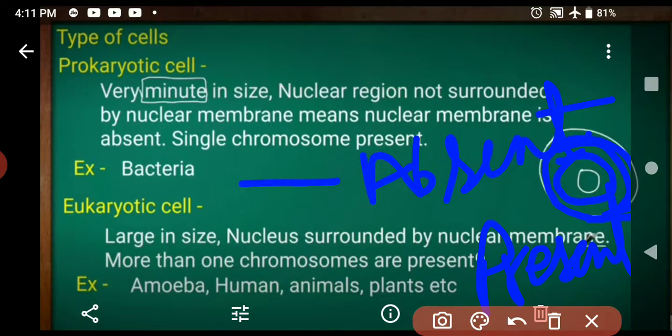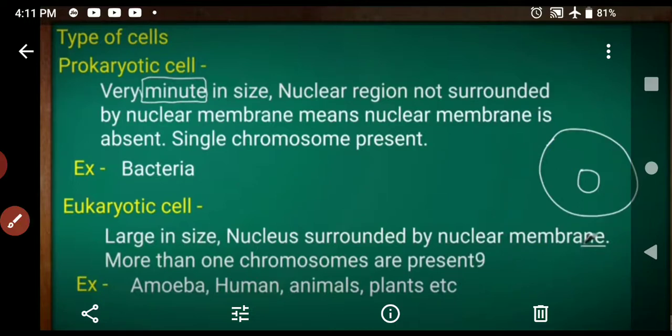Now all of you got it that what's the difference between prokaryotic cell and eukaryotic cell? Prokaryotic cell is not advanced type of cell, it is primitive and incomplete cell, and eukaryotic cell is well developed, well defined cell. For example, bacteria are prokaryotic, and eukaryotic cells are in humans, animals, plants, etc. These are the examples of eukaryotic cell.